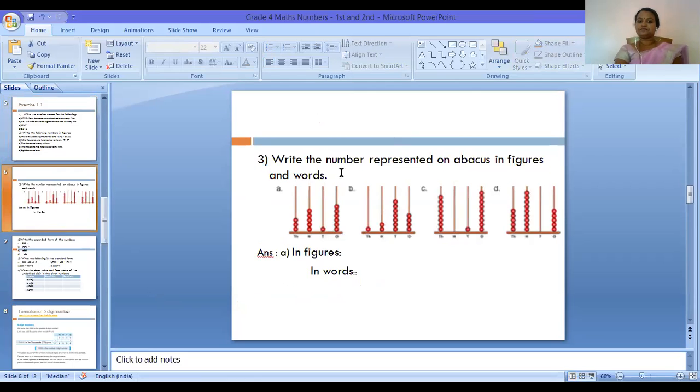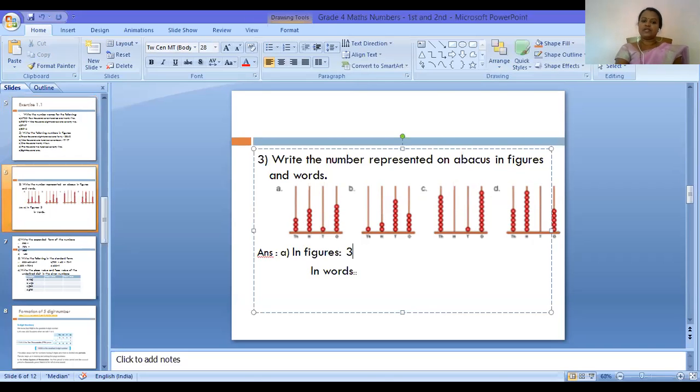Let's move ahead. Let's write the number represented on the abacus in figures as well as in words. This is one of the interesting ones which everyone likes to read and give as puzzles to friends, right? So let us try. Here there are 4 spikes, and on each of the 4 spikes we have beads. Let us find in the thousands place, how many beads are there? Yes, it is 3. So you will write 3 in figures.